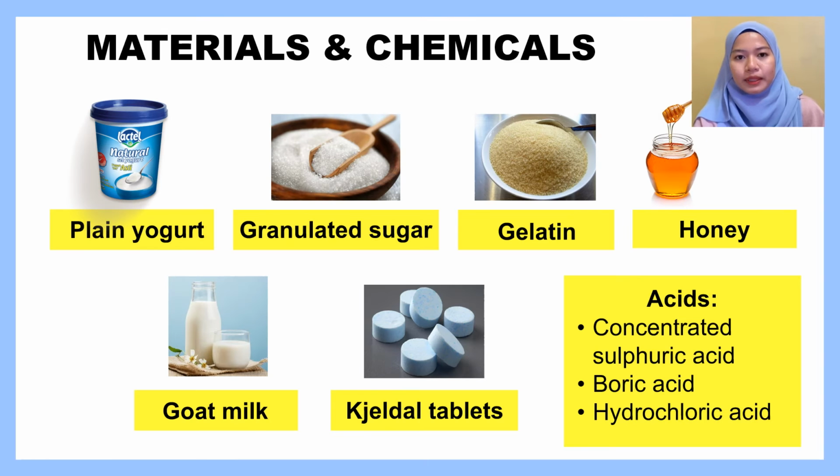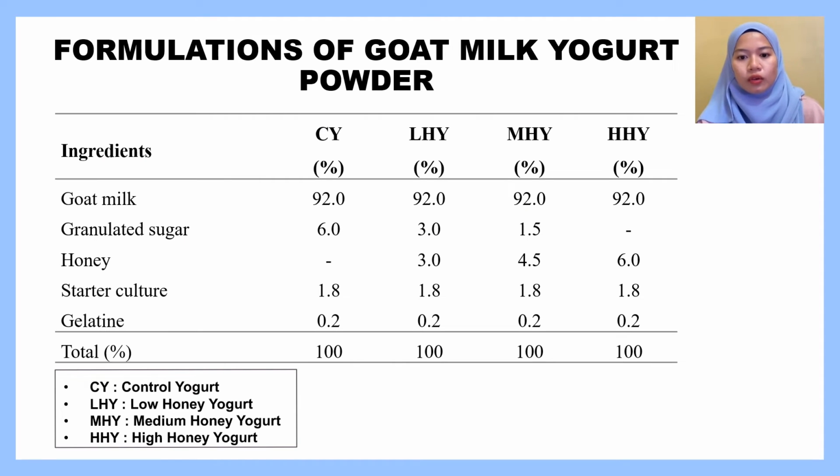The materials and chemicals used in this project are plain yogurt as a starter culture, granulated sugar, gelatin, honey, goat milk, Kjeldahl tablets, and sulfuric acid, which is concentrated sulfuric acid, boric acid, and hydrochloric acid. This is the formulation for the goat milk yogurt powder.